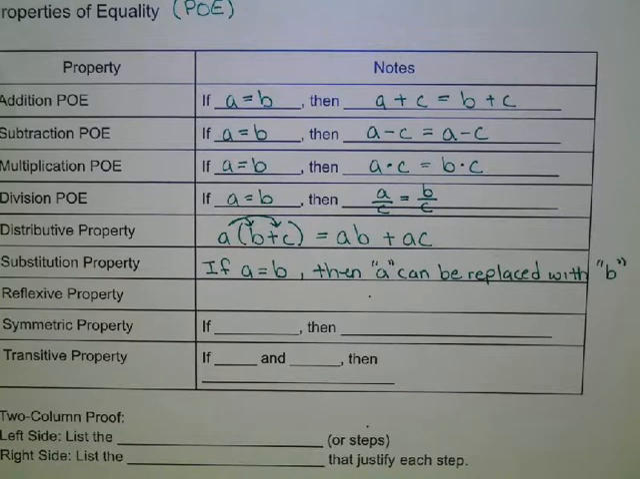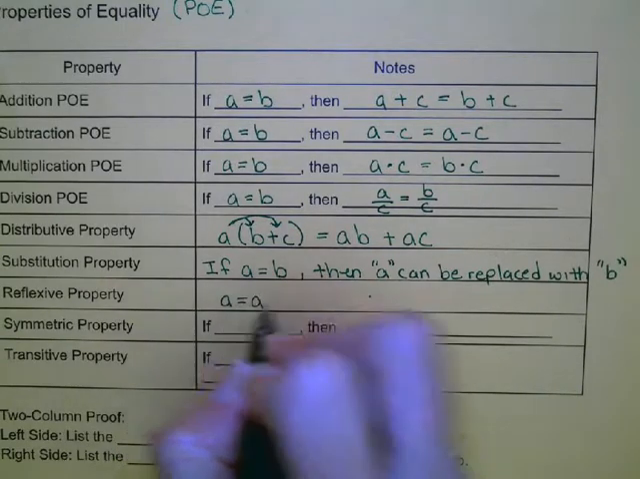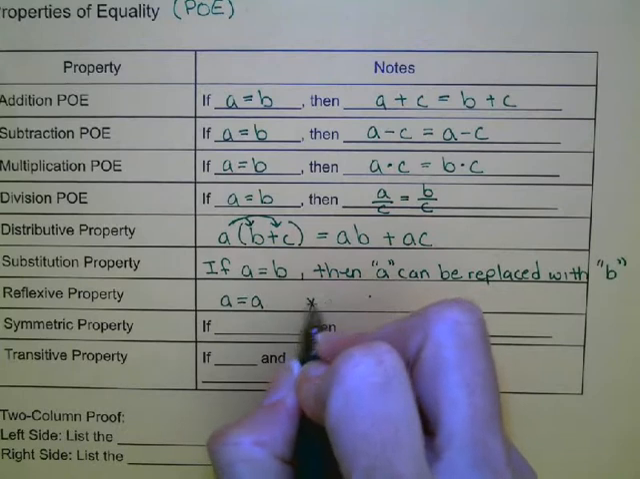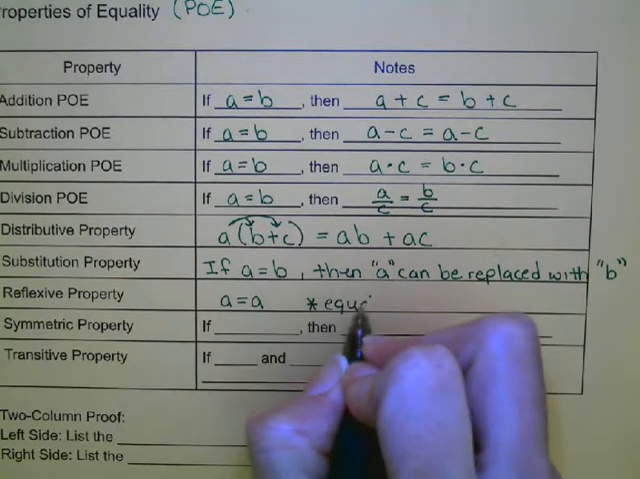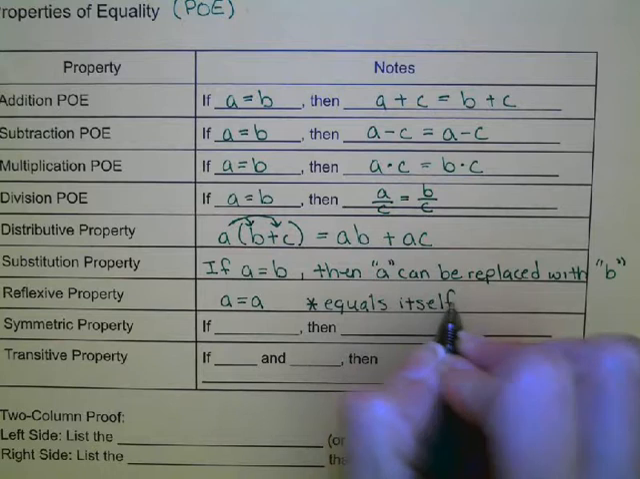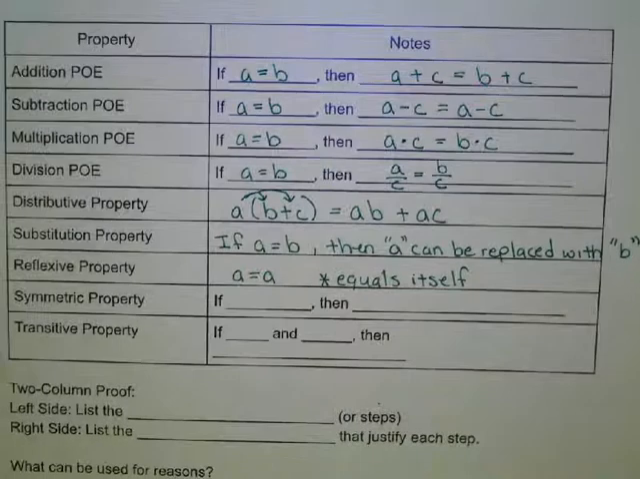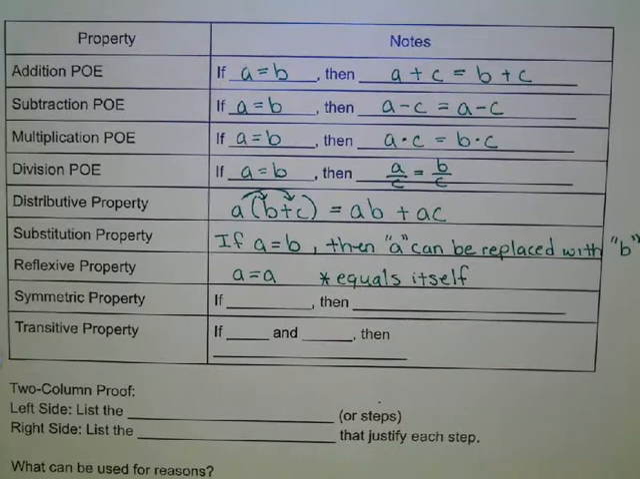Reflexive property is one that you don't use very often, and we won't use it much this chapter, but we're definitely going to use it in the upcoming chapters. I wanted to give you one location with all the properties. Reflexive property is when, let's say, A equals A. It's when something equals itself. Again, we don't use this much in this chapter, other than identifying it, but it is used in our following chapters.